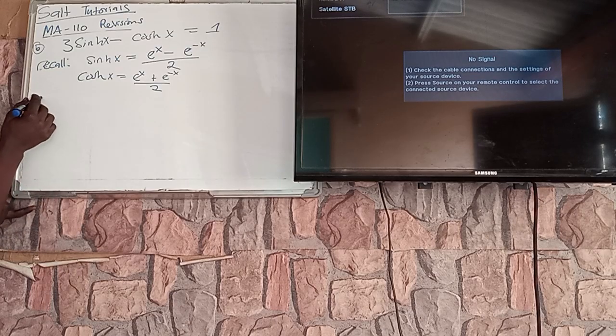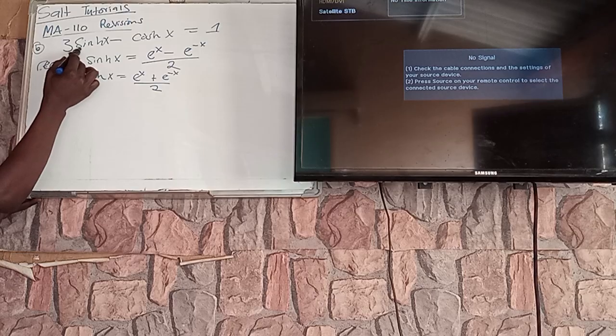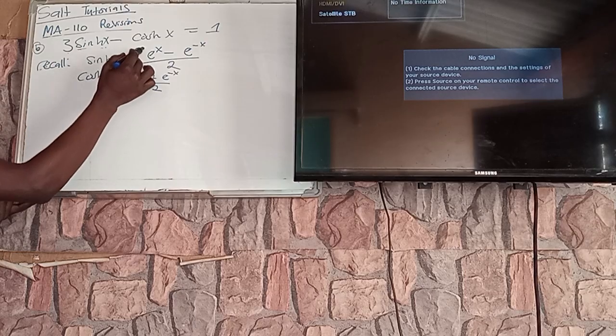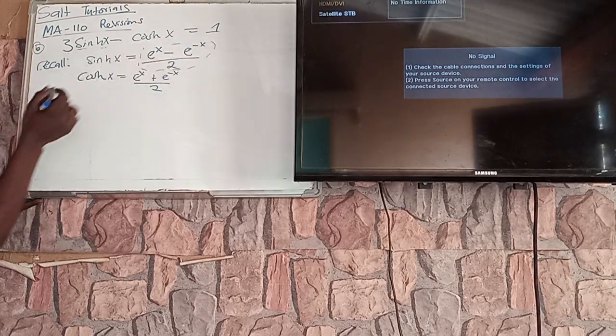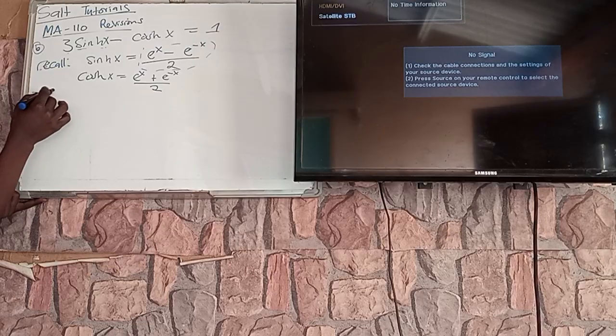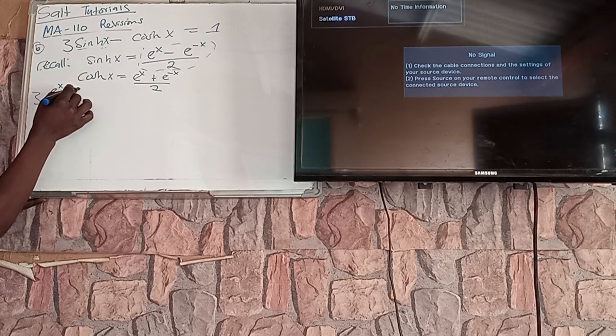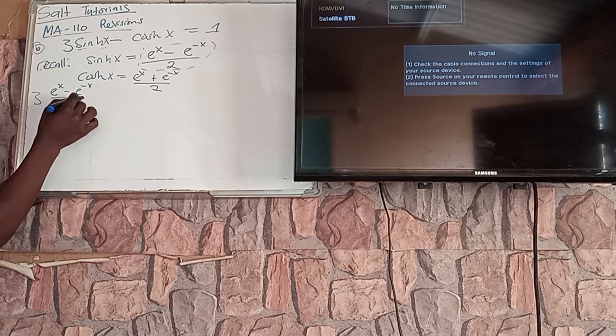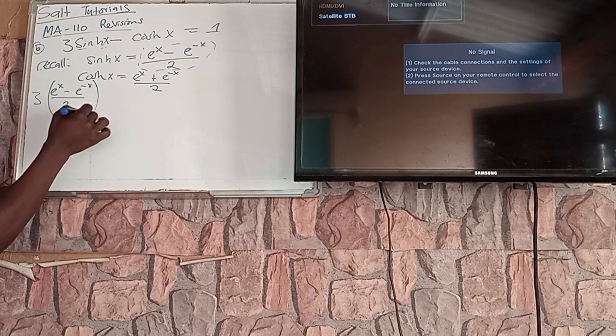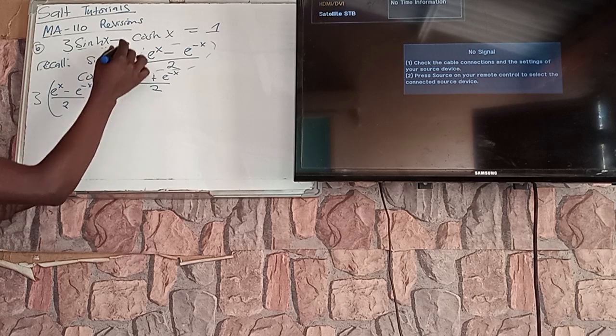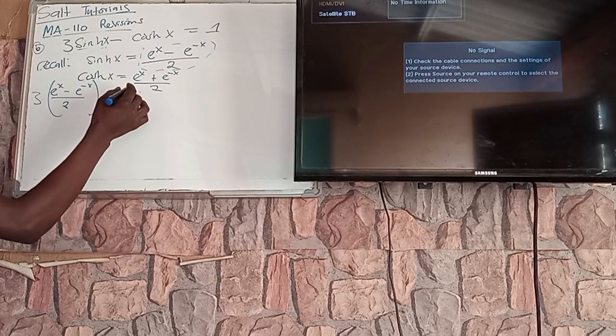So in this case, what are we simply saying? We have 3 multiplied by sinh. So instead of using sinh, we are going to use this expression. So I'm going to have a 3 multiplied by (e^x minus e^(-x)) over 2. This is the sinh, minus, for cosh, it is e.